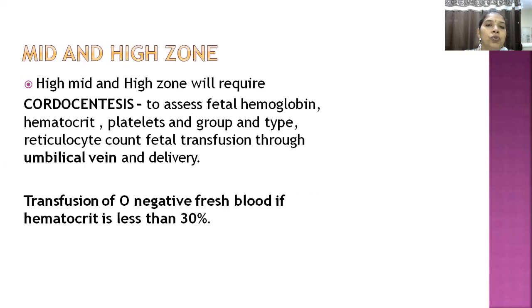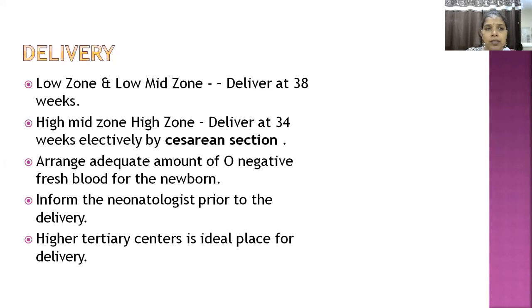The mid and high zones will require cordocentesis to assess fetal hemoglobin, hematocrit, platelets, and group and type, plus reticulocyte count, then fetal transfusion through the umbilical vein and delivery. Transfuse O negative fresh blood if hematocrit is less than 30%. Delivery: low zone and low mid zone, deliver at 38 weeks. High mid zone and high zone, deliver at 34 weeks, selectively by cesarean section. Arrange an adequate amount of O negative fresh blood for the newborn, inform the neonatologist prior to delivery, and a tertiary center is the ideal place for delivery.